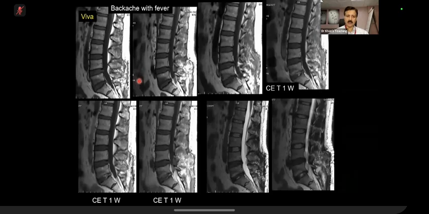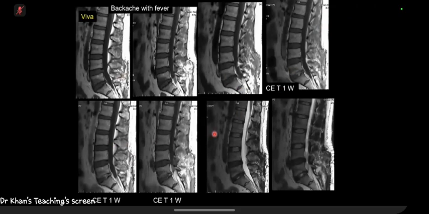This is a T1. This is a contrast enhanced T1. This is a T2. And this is also contrast enhanced. It's written there. These three, 1, 2, 3, and these three. Over to you. What do you think?